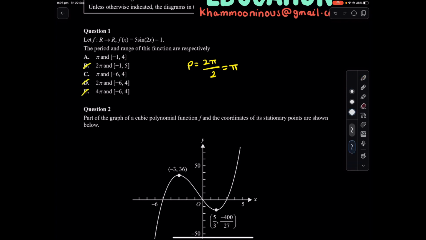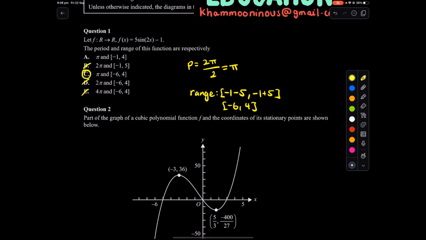And what about the range? Well, there's a quick way to find the range. So what is the translation? Well, it's -1, so we're going to put -1. And what is the amplitude? It's 5. So what we're going to do is minus 5, and again write -1, and we're going to plus 5 now. And that simplifies to -6, 4. So it looks like C is your answer.